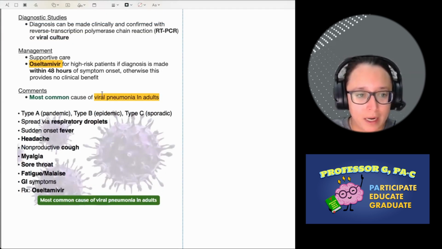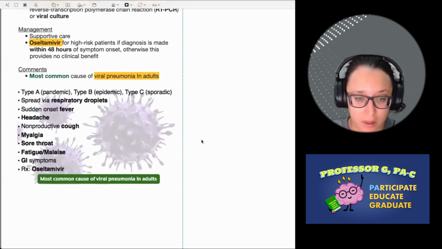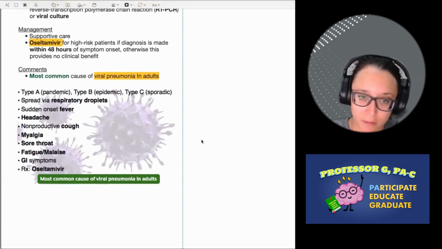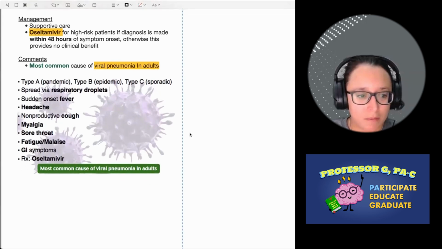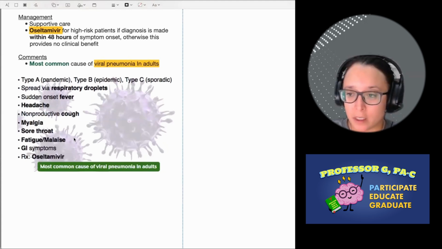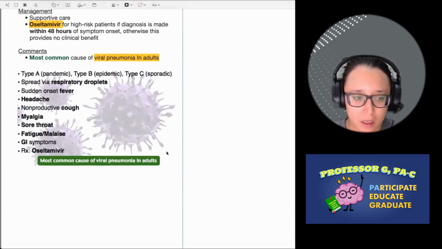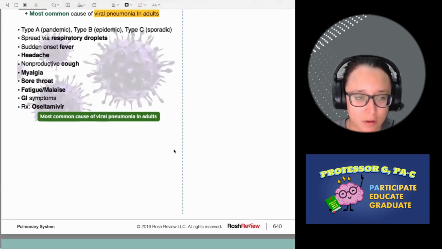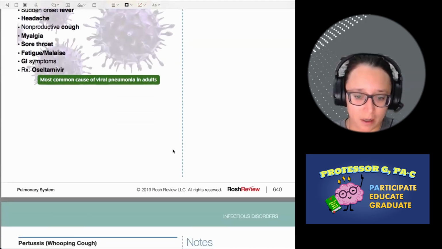It is the most common cause of viral pneumonia in adults. RSV is the most common cause of viral pneumonia in kiddos. But just keep an eye out for all these symptoms. They might or might not tell you that the PCR is positive. But look out for exposure to the flu, unvaccinated against the flu, those things, to trigger you to think. They have to make it really obvious that it is the flu so that you know that it is.